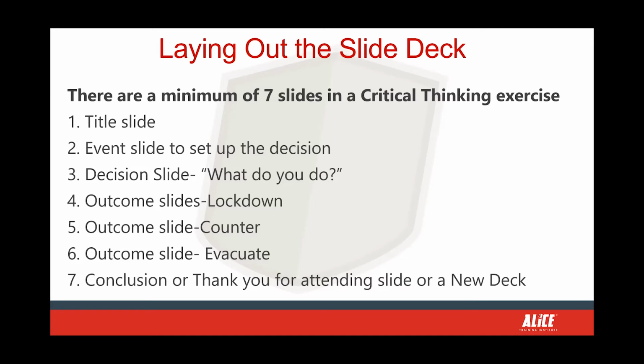And really there's a minimum of 7 slides in one of your exercises. You're going to have a title slide, an event slide to set up the decision, a decision slide, basically our what do you do, and our outcome slides. You're going to have 3 outcome slides, one for lockdown, one for counter, one for evacuate. Remember, alert and inform is going to be in that decision, or I'm sorry, the event slide. So you can add that as part of the video in your event slide.